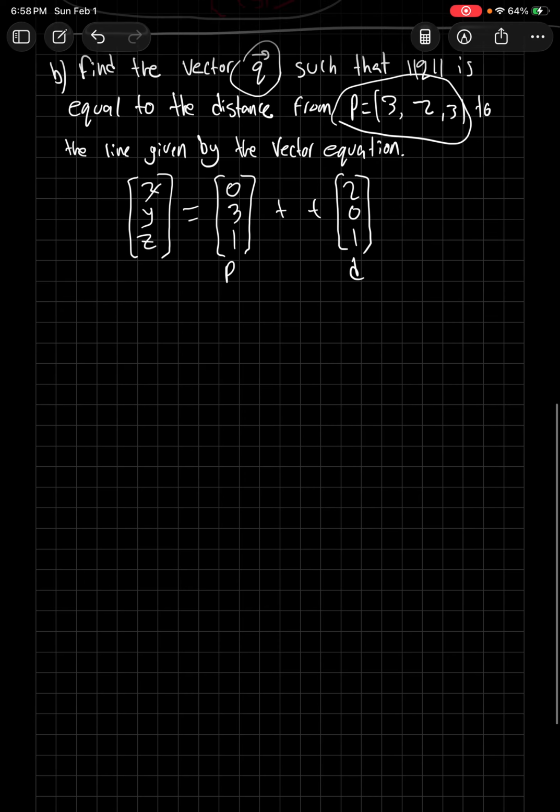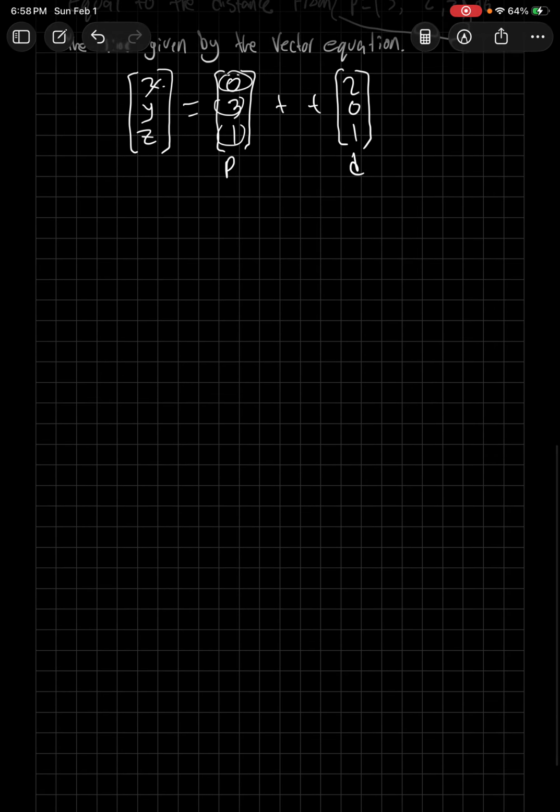So again, this is just another way of doing it. This is the x coordinate, this is the y coordinate, this is the z coordinate. So we're working in x, y, and z, instead of before where we were doing the vector components i, j, and k, but same idea. So it's in 3D, it's a vector.